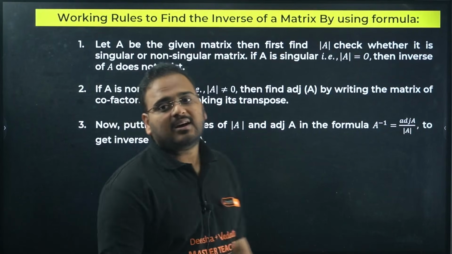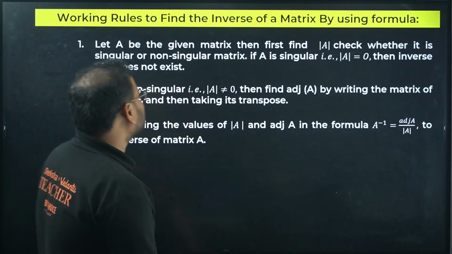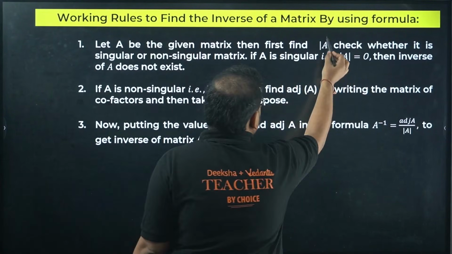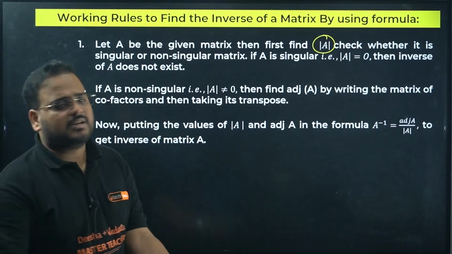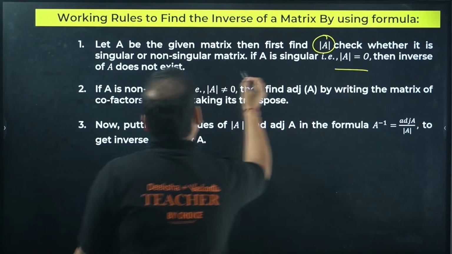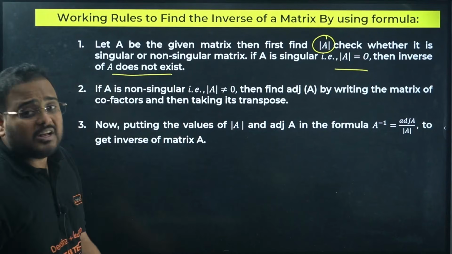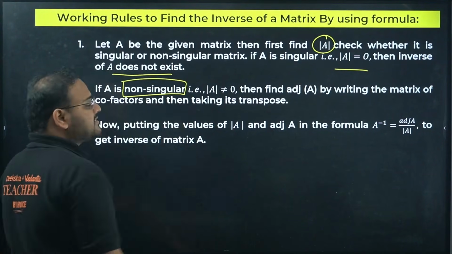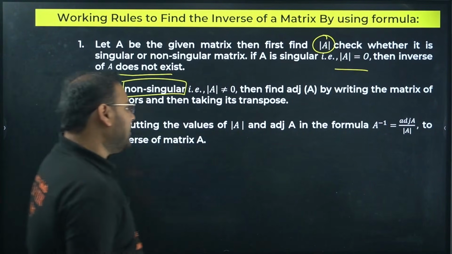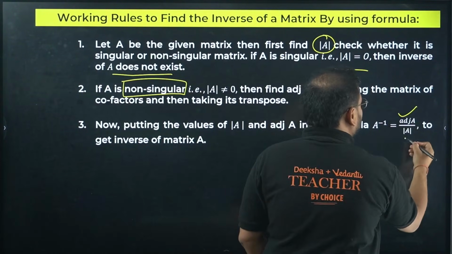Working rule to find the inverse of a matrix by using the formula. First thing is basically to find the determinant of A and check whether it is 0 or not. 0 means the inverse does not exist. When it is non-zero, means when it is non-singular, then the inverse will exist. And how do you find that? You find the adjoint first and divide by determinant.